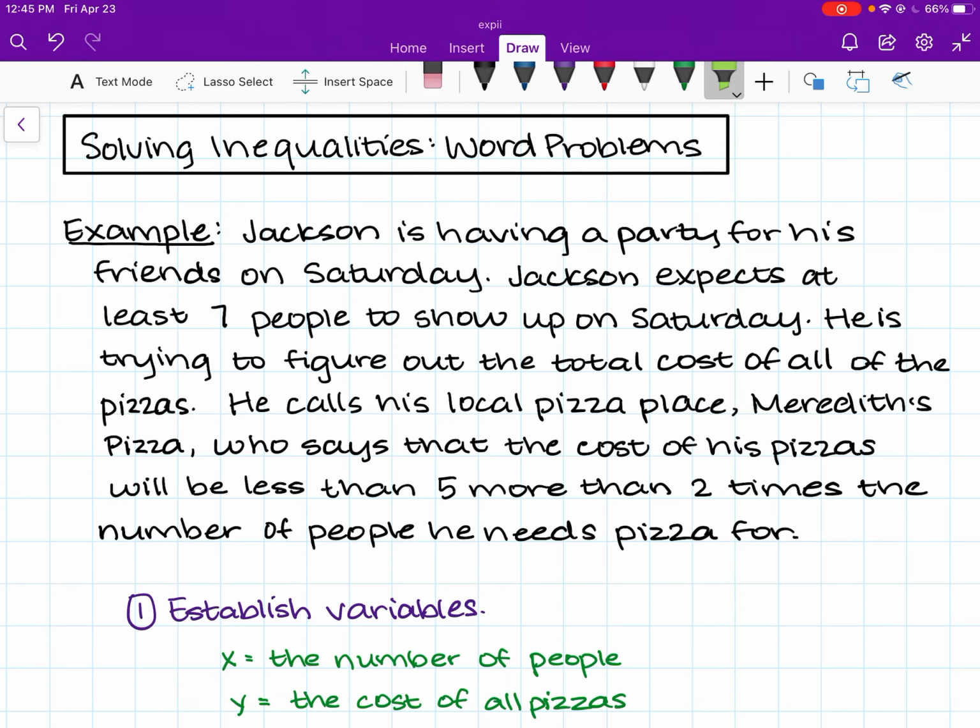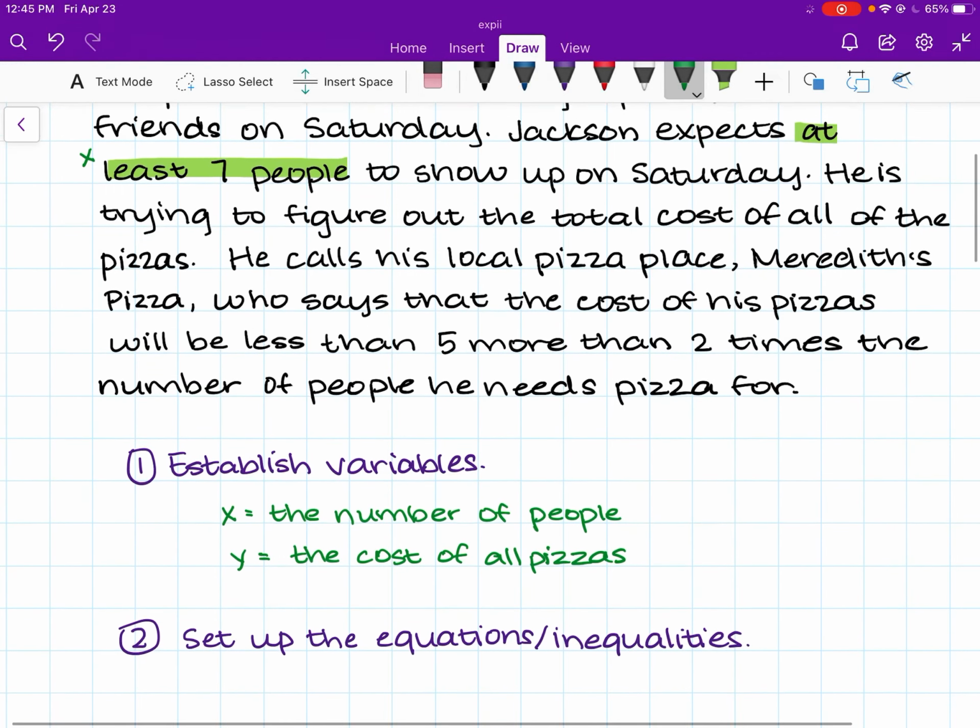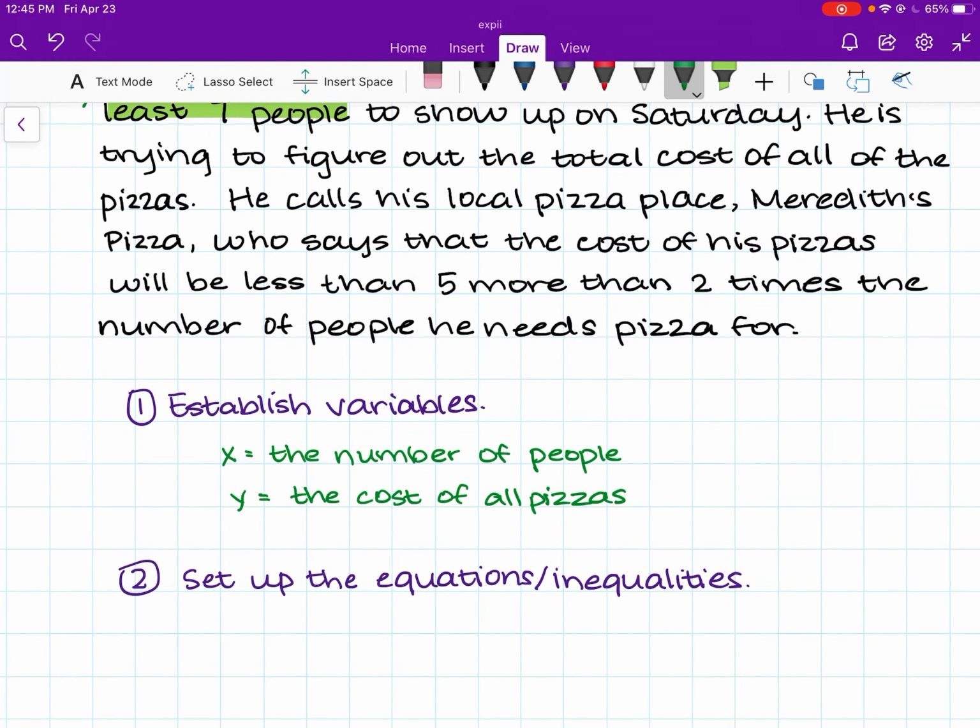We know that Jackson expects at least 7 people to show up on Saturday, and this is going to be our inequality for the variable x. If Jackson expects at least 7 people, that means he expects 7 people or more. So when we're writing this system of inequalities, we know that x, the number of people, is going to be greater than or equal to 7. Because 7 people could show up, 8 people could show up, 9 people could show up, 13 people could show up, 26 people could show up. But the minimum number of people who will show up is 7. So it'll be 7 or more. So x is greater than or equal to 7.